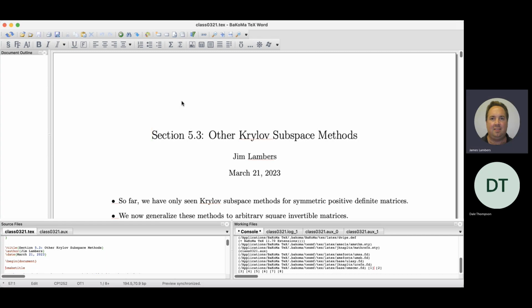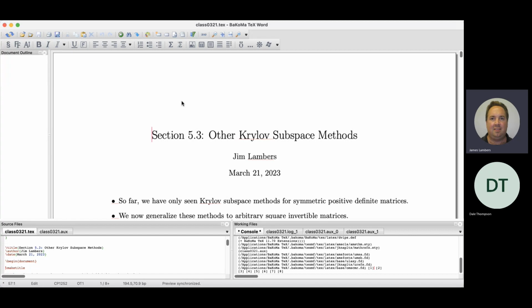The purpose for today is to, in some sense, generalize the ideas behind conjugate gradient to obtain some kind of iterative methods for solving AX equals B, where A is a more general matrix, still square and invertible, but not even necessarily symmetric, let alone positive definite. And the idea of it came about from the symmetric positive definite case that led to conjugate gradient.